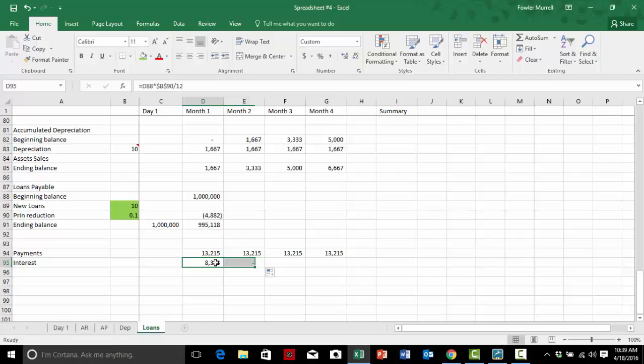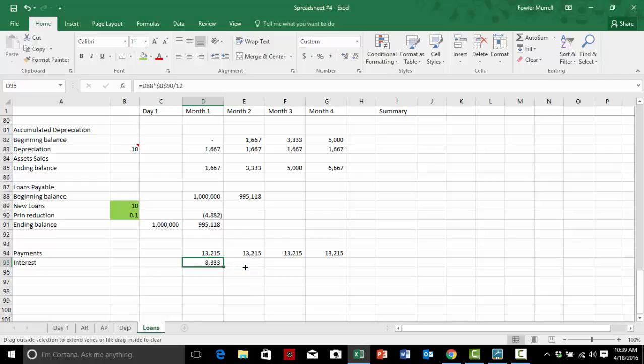Interest is going to be, you can drag that over. No, you can't drag that over. We need a balance here in order to drag it over. So, if we drag this over, now we get an interest amount. Now this interest amount is, let's do that again. That might have been just a little confusing.